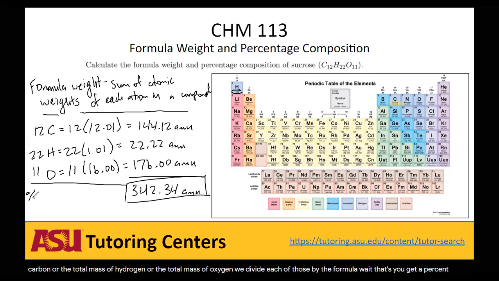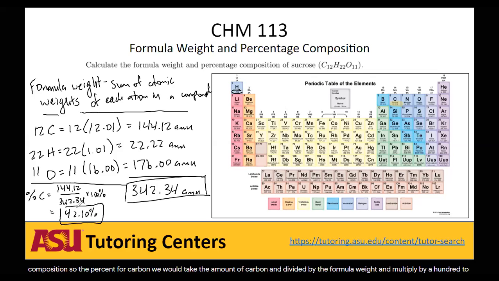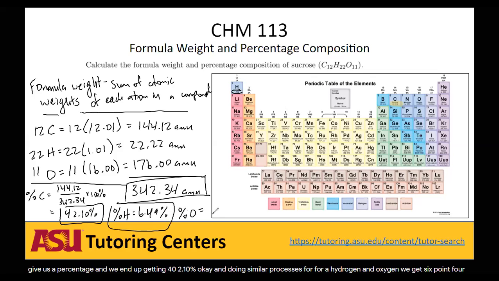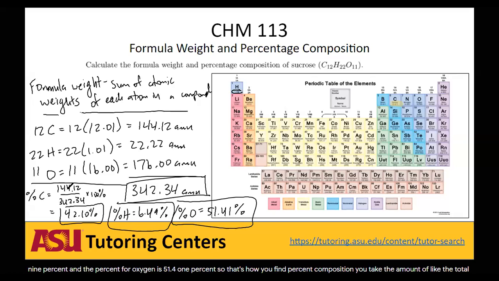So for the percent for carbon, we would take the amount of carbon and divide by the formula weight, and multiply by 100 to give us a percentage, and we end up getting 42.10%. Okay. And doing similar processes for hydrogen and oxygen, we get 6.49%, and the percent for oxygen is 51.41%. So that's how you find percent composition. You take the total amount of carbon, for instance, and divide by the formula weight, multiply by 100 to get a percentage. Cool. So that's formula weight and percent composition.